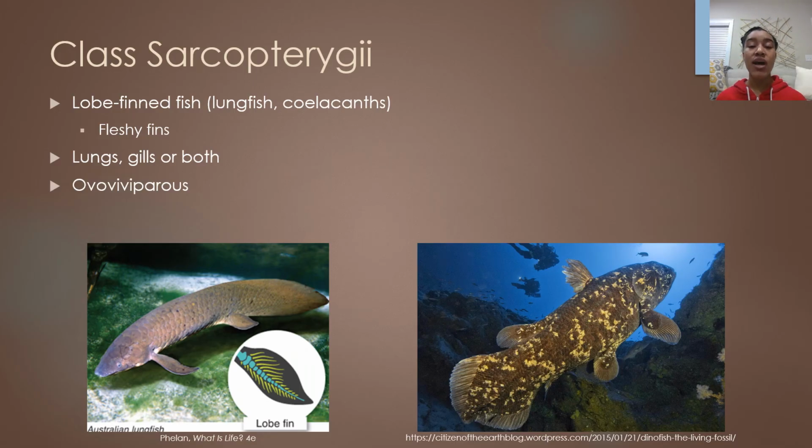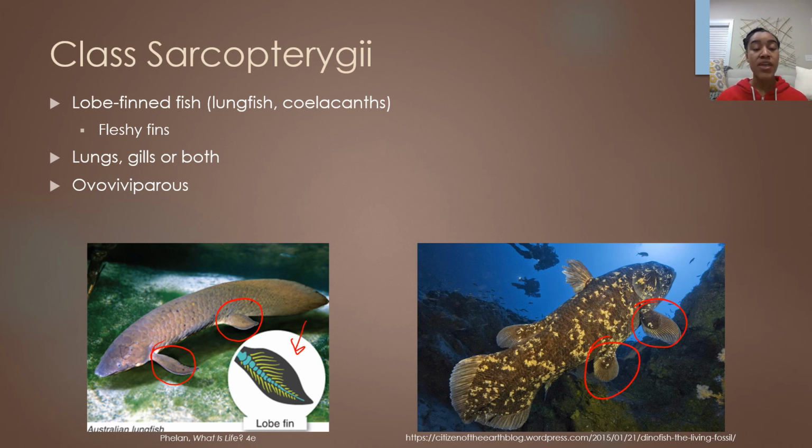Class Sarcopterygii include the lobed fin fish. Two examples are the lungfish and coelacanths. And they're called lobed fin fish because of the structure and the appearance of their fins. Their fins are far more fleshy and more robust than what we saw in the ray fin fish. And you can look at them here and see that they are clearly very different from what we saw in the ray fin fish. And also looking at the structure as well is very different than the structure of the ray fin fish.